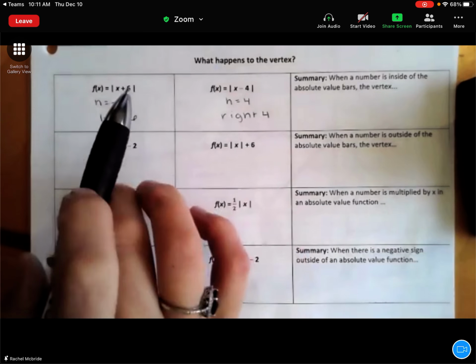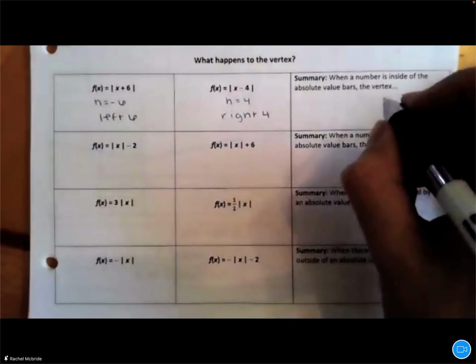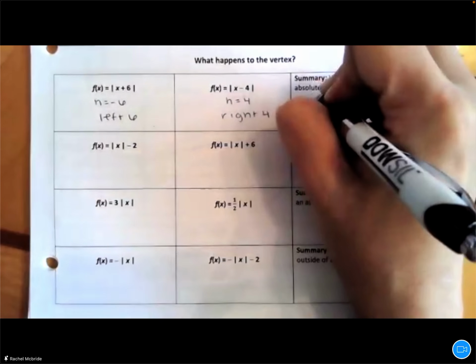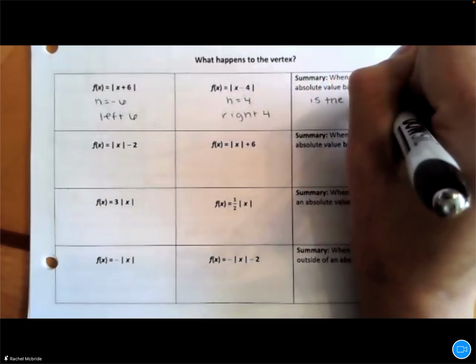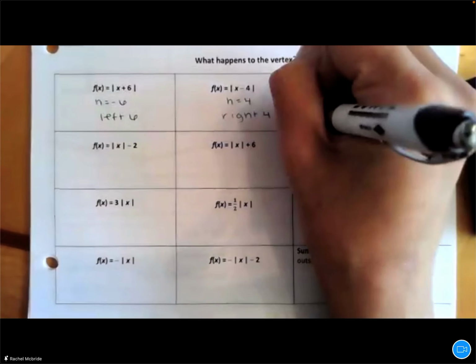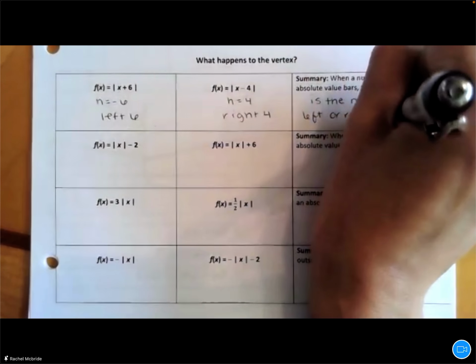So let's try that again. When the H value is negative, it moves left. When the H value is positive, it moves right. So in the case, the summary is that a number inside the absolute value bars of the vertex is the movement left or right and is represented by H.